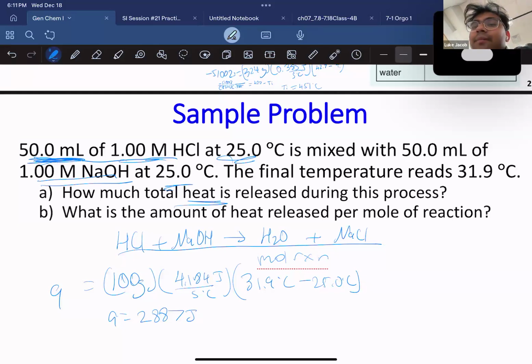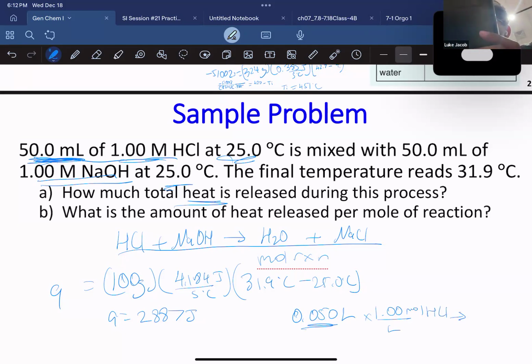So the first thing to do is calculate the number of moles of HCl. It would be 0.050 liters times 1.00 mole per liter of HCl. The reason I converted this is because it's milliliters into liters, and then with molarity, you multiply them together and you get 0.050 mole. For every 1 mole of this, there's 1 mole of reaction. So this is the moles of reaction that we actually have.